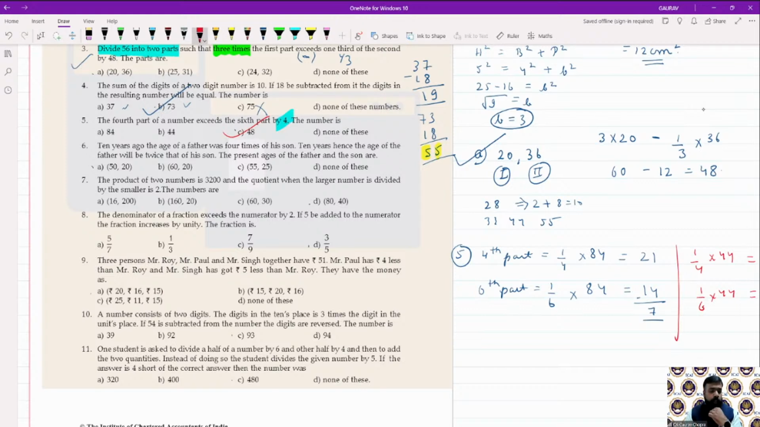Then Sadhana is asking about question 3, with answer 54 and 6. See Sadhana, 54 and 6 will be incorrect because the sum is not 56. In question number 3, it was to divide 56 into two parts, and your answer is saying 54 and 6. So the sum is not 56. That is why your answer will be incorrect. Option number A is the correct answer for question number 3.